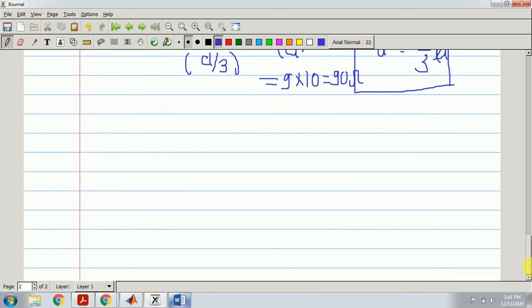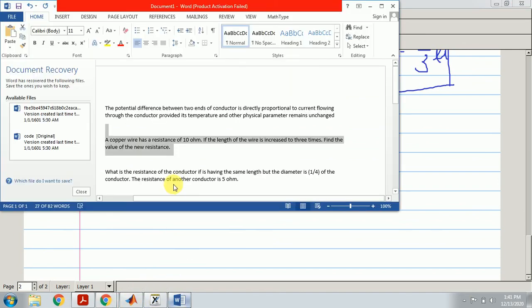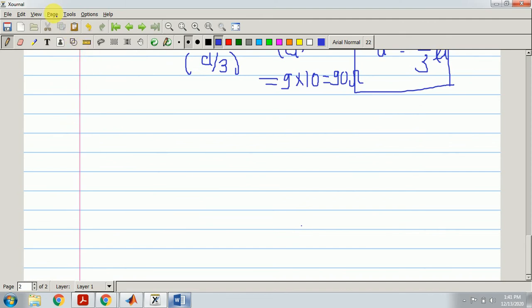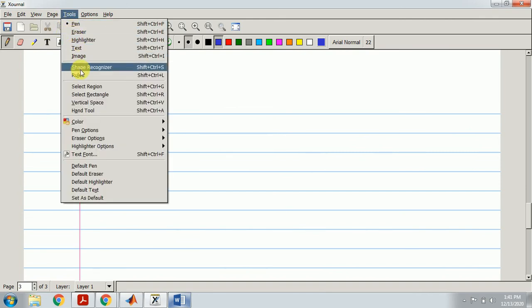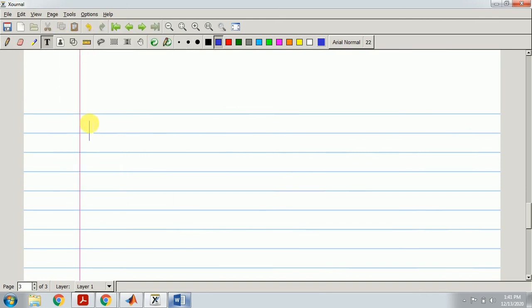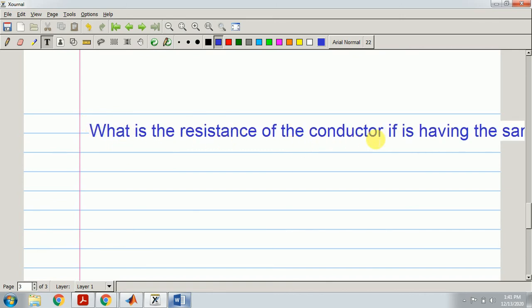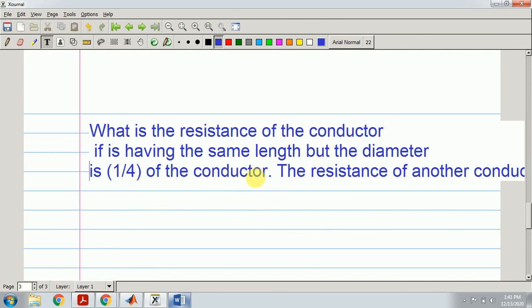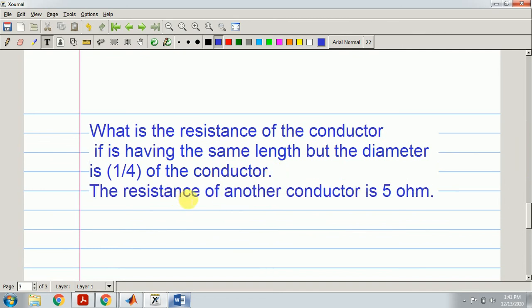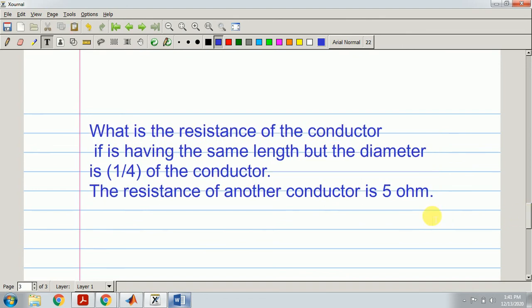Now let's try to solve another example. So let's first of all understand what the example is, and then we will try it. What is the resistance value of the conductor if it has the same length but the diameter is 1/4 of the previous conductor? So there are two conductors and the resistance of the other conductor is 5 ohm. Now see, try to understand the problem.